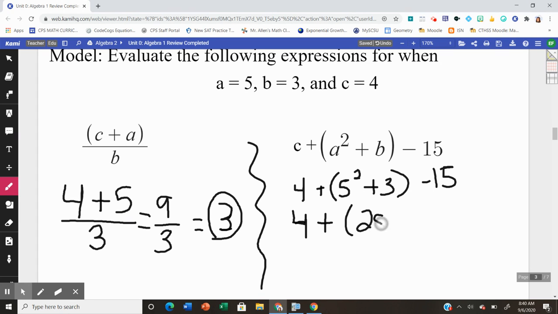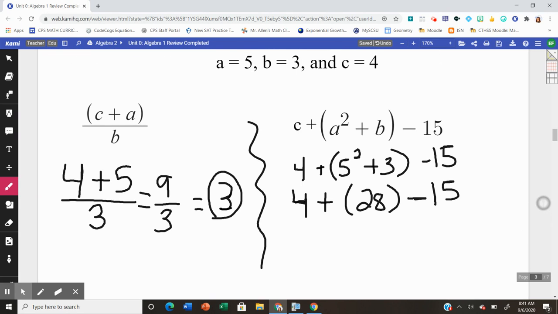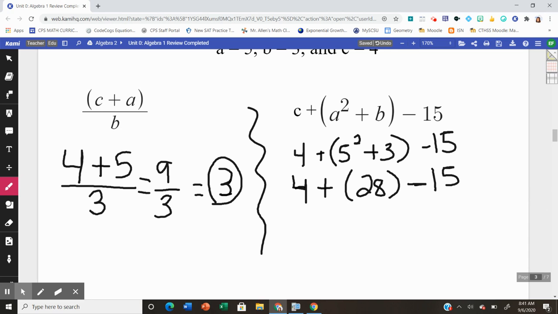Do we need the parentheses here? Not really. But just to kind of keep it all together to symbolize what the steps are that I did, I'm leaving it in there, but no, you don't need it. From here we have addition and subtraction, so I'll just do it in order from left to right. So 4 plus 28 is going to give us our 32. 32 subtract 15 is going to give us 17. All right, so final answer.